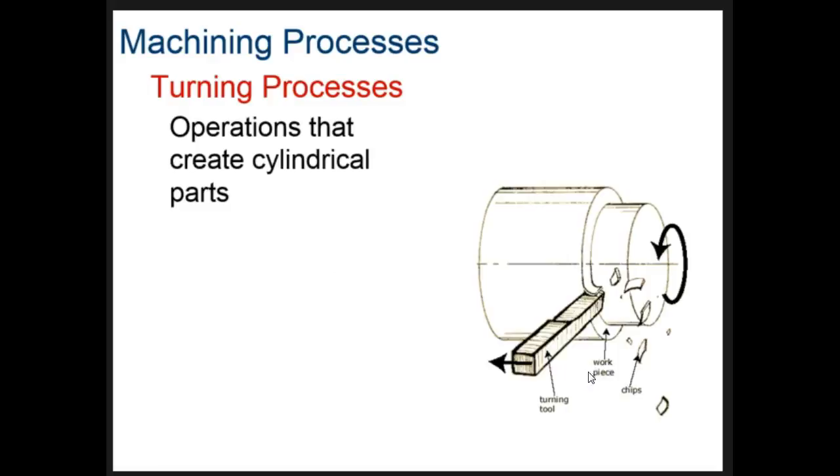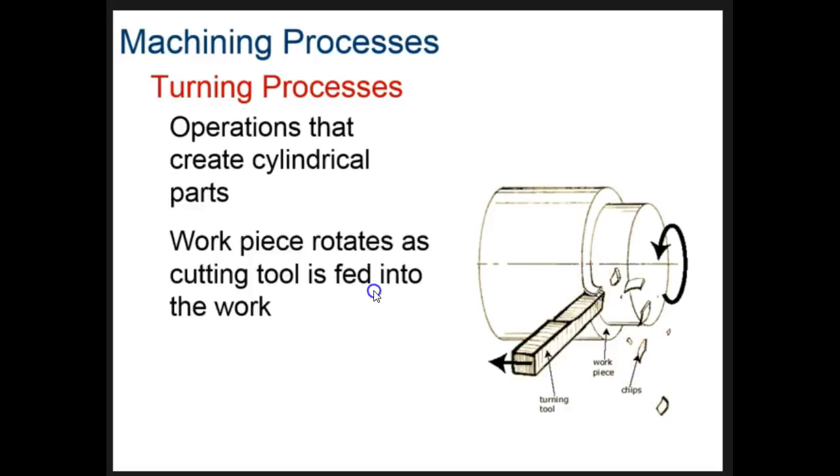Our first one is turning processes, and in the turning process, the piece itself is what is spinning. The tool is basically holding still or moving linear. And this is a really good example of showing what's happening. We have a wedge here that's being pushed up against the material. As this spins, the wedge cuts off small slivers, little chips, that are coming by.